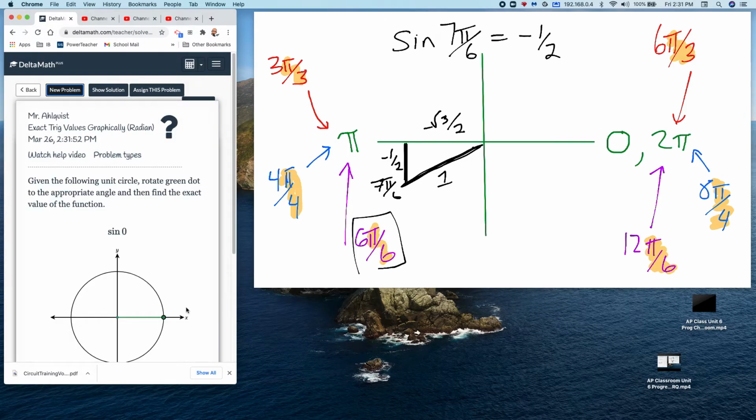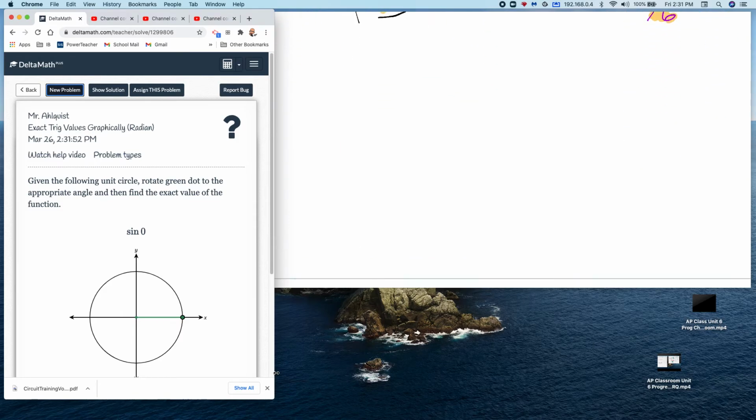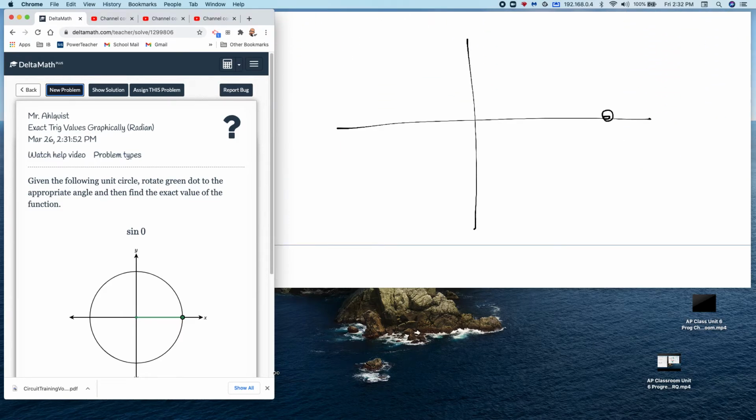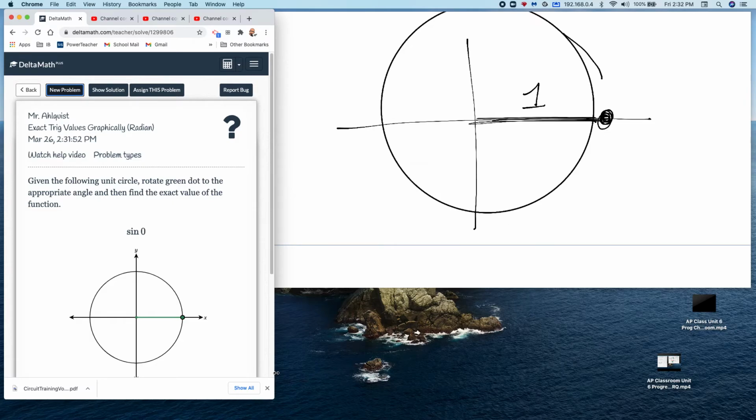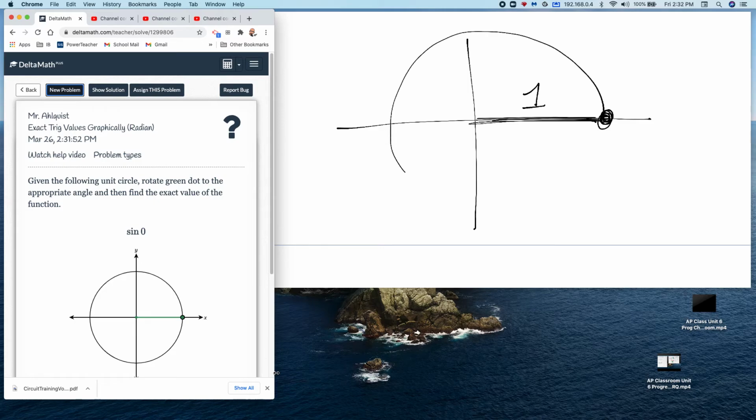Show you one more. Sine of 0. Okay? So think about 0. 0 is right there. This is always 1 because it's the radius. Remember, it's the radius of this circle that would go around to here. So you got this circle that's going to go around that. That's a radius of 1.